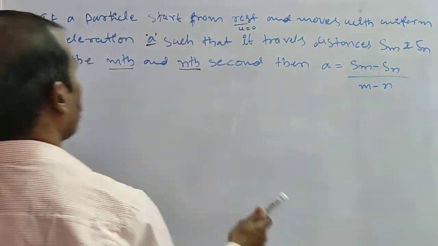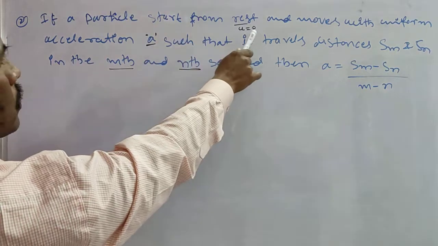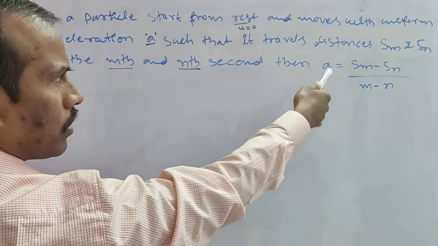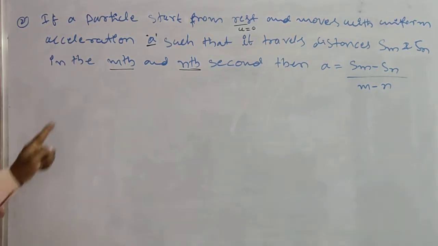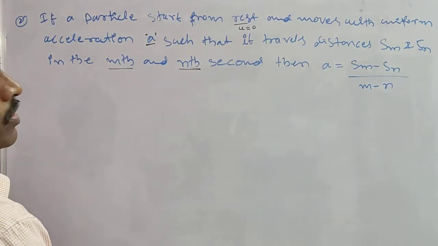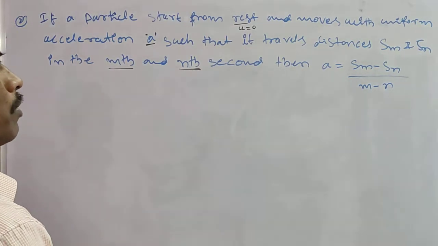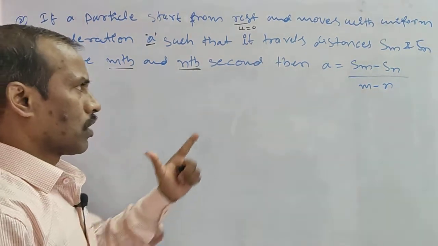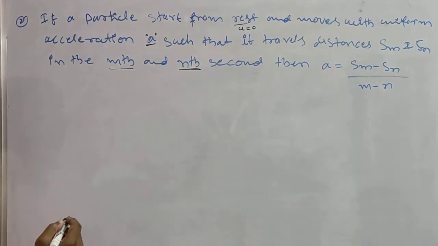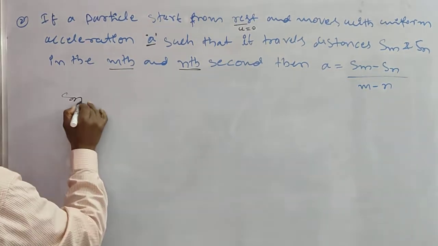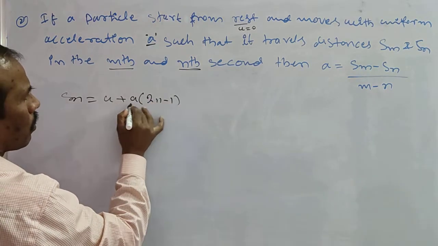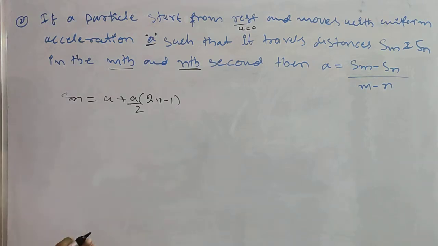Now once again the question here. If a particle starts from rest and moves with uniform acceleration a such that it moves distances sm and sn in the mth and nth seconds, then the uniform acceleration a is equal to (sm minus sn) by (m minus n). Now how to solve this type of problem? First of all, the formula for sn: sn is equal to u plus a by 2 into (2n minus 1). This is the distance in the nth second.